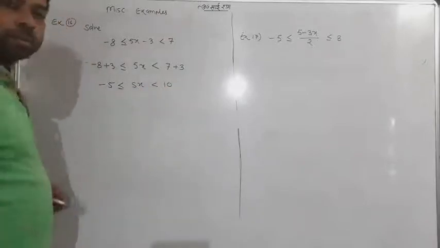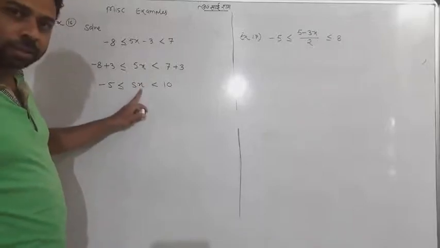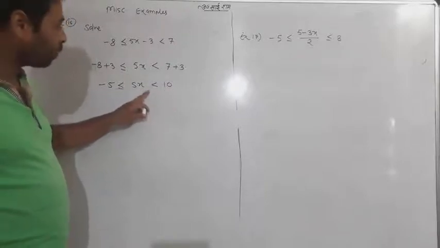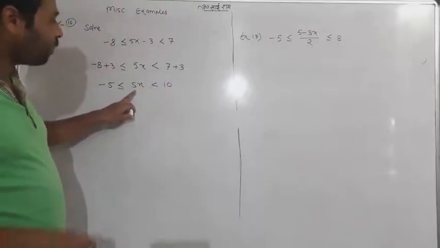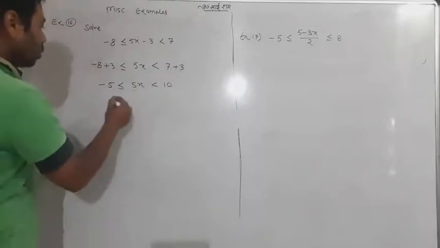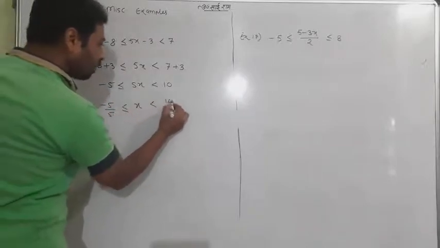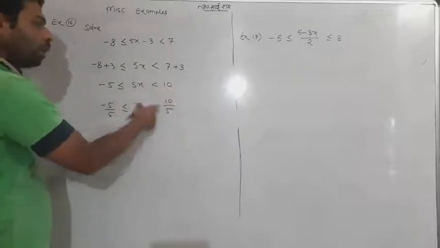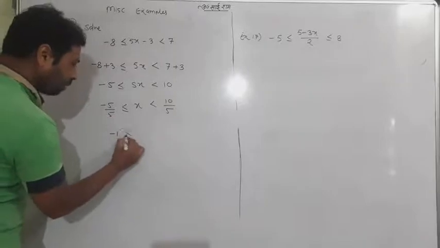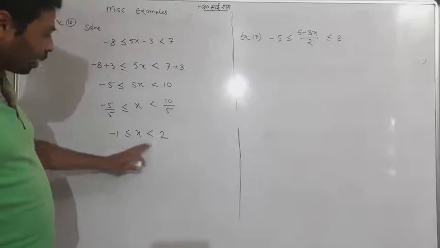Now x is in multiplication with 5. You have to remove the 5 because you want to make x alone in the middle. So you have to divide by 5 in all the terms so that 5 and 5 will be cancelled. If it is in multiplication, you have to divide so that 5 can be removed. So you divide by 5 in all the parts. You can say that you transferred the 5. It was in multiplication, now it came in division. Now 5 and 5 cancel, x remains, and this is 2. And you have got the answer. Your x is in the middle, minus 1 to 2.